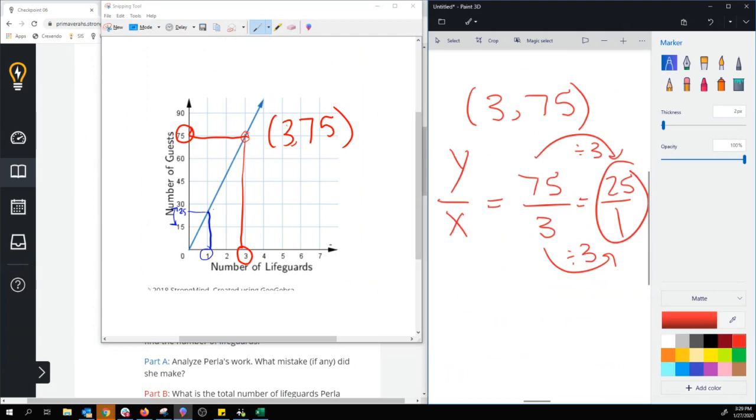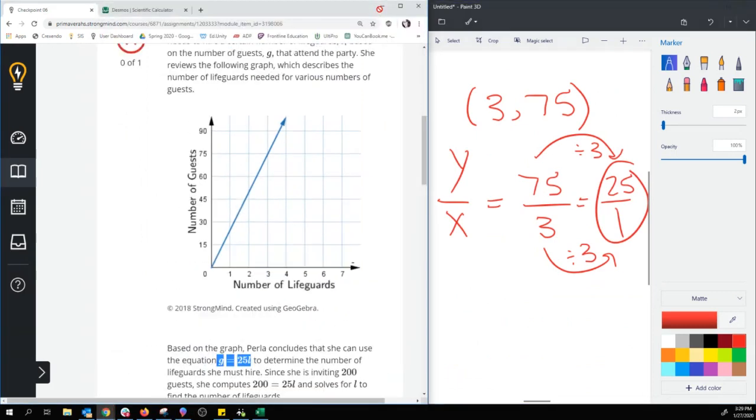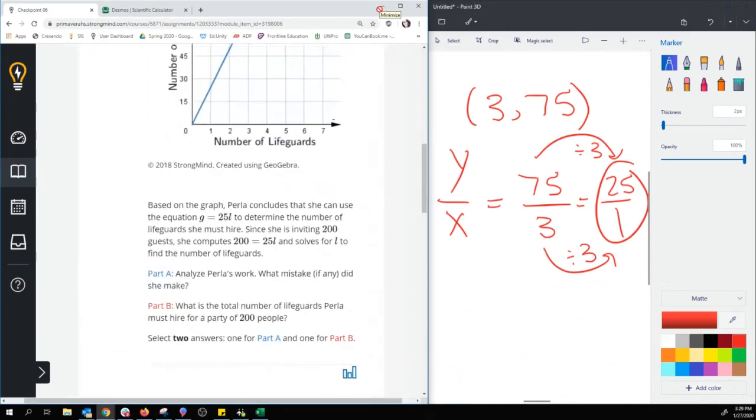And it's hard to tell when you're looking at a graph like this, kind of guesstimating it, especially when you have a pretty big gap, which is why sometimes it's just more useful to go straight to where you can find a point and then simplify it to where you get 1 in the denominator. So her equation is correct. This G equals 25L because her unit rate is correct. And if she's inviting 200 guests, well, the guests are represented by G, right? And so she's substituting in this 200 for G, which she did correctly.